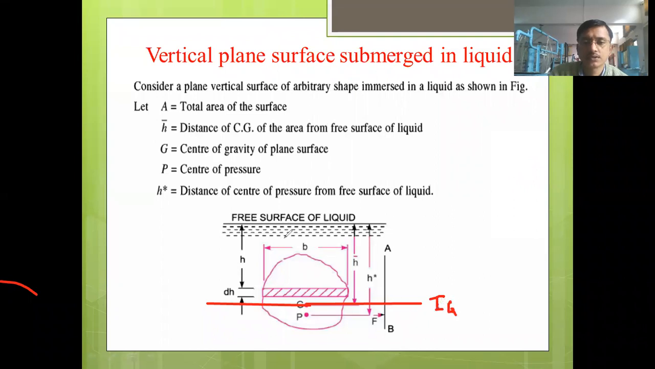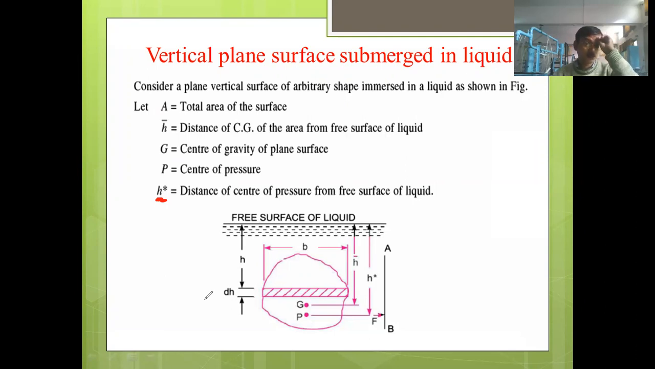This axis is parallel to the free liquid surface, right? About this axis, the moment of inertia of this object is Iz. So you need to draw the diagram of this. If you have not drawn, write down the mention there. What is capital A? What is H bar? What is Z? What is P? What is H star? Because without knowing this, you will not understand that formula. Though we have seen the derivation, we may not remember everything.